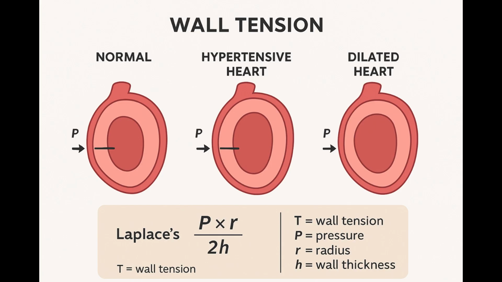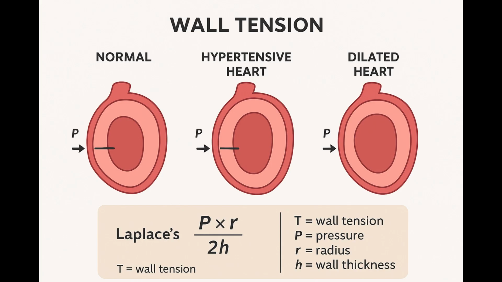Tension is the enemy because it dictates how much oxygen the heart muscle needs. MVO2, myocardial oxygen consumption. So if a ventricle dilates, gets a bigger radius, like in some types of heart failure, the wall tension required to generate the same pressure goes way up. Huge oxygen cost. Same if it has to fight chronic high pressure.